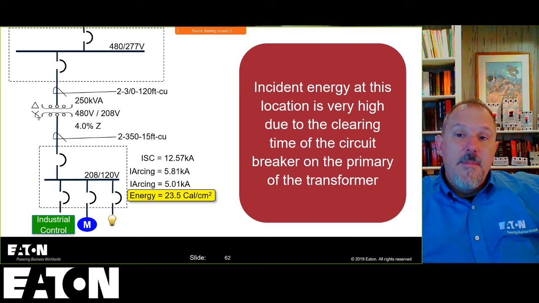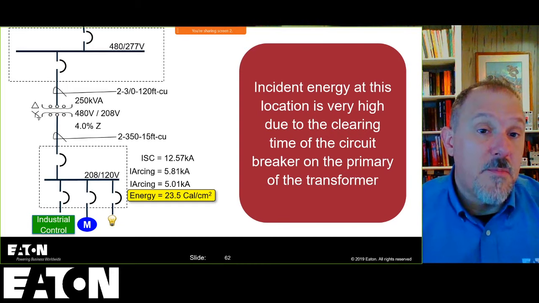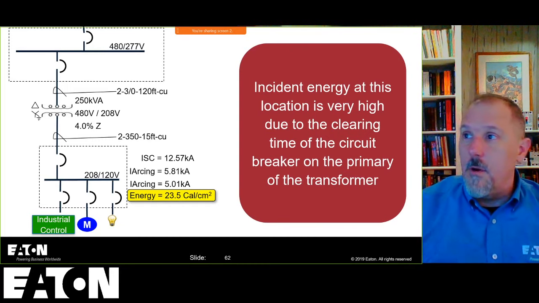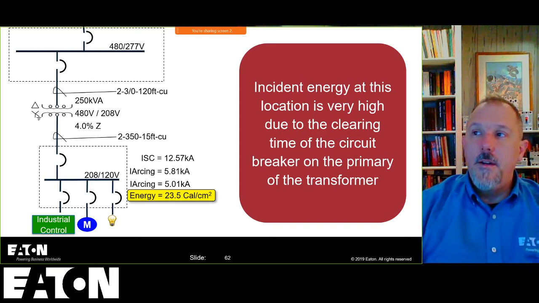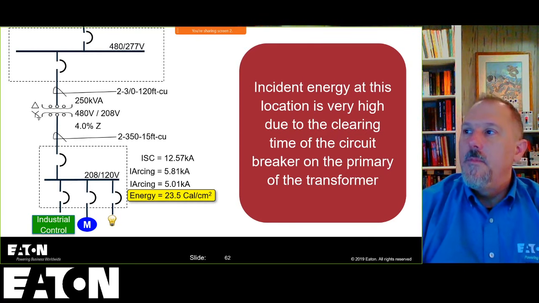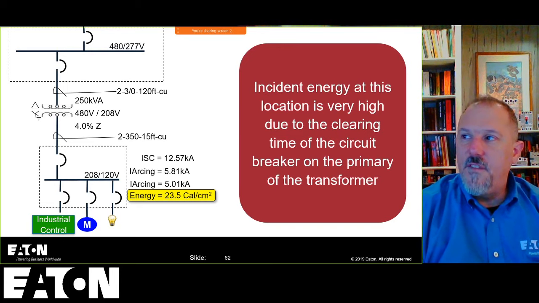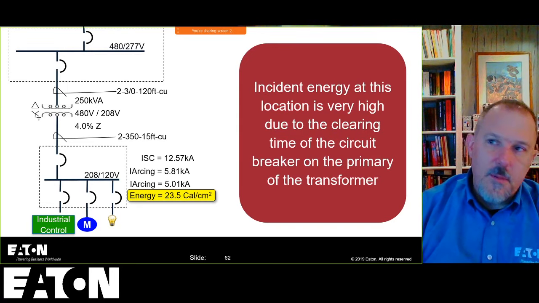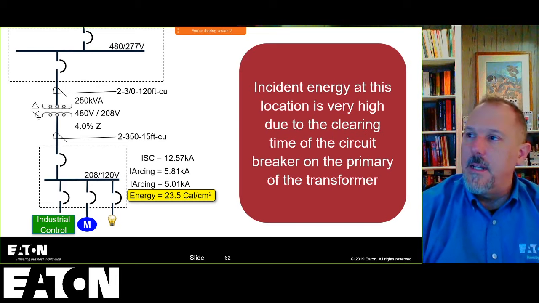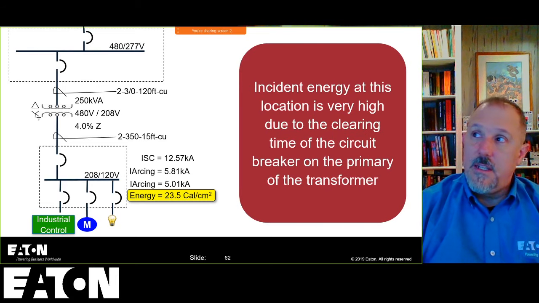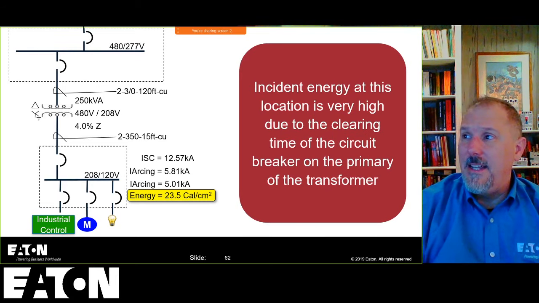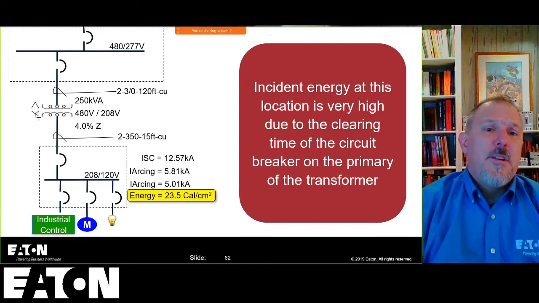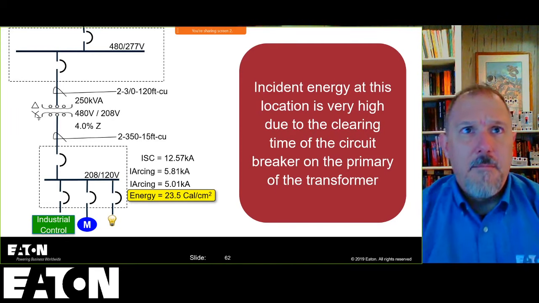Now, here are some numbers for you. I've got a relatively small 250 kVA transformer and a pretty good, accurate ballpark range of an impedance. I've got two 350s on the secondary, two 3/0s on the primary, and I show you my conductor lengths. I think I took this from a job, basically. And I'm not trying to create something in my little analysis here.